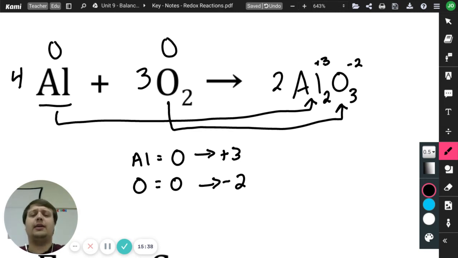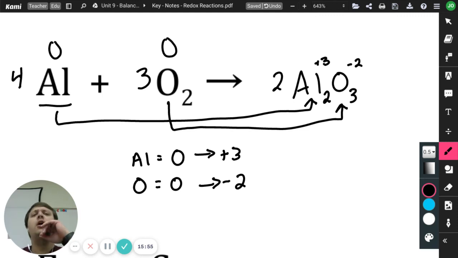Okay, well, looking at these, I need to know what was oxidized and what was reduced. And I know that if my numbers changed, then something was oxidized and something was reduced. So my numbers did change. Aluminum went up, oxygen went down.